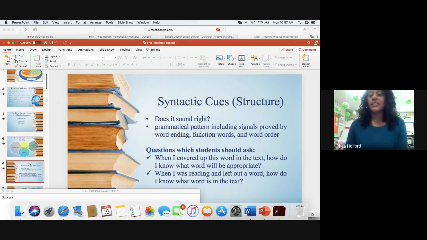Okay, syntactic cues is about structure. Does it sound right to the student? Grammatical pattern, including signals provided by word endings, function words, and word order. The questions which students should ask are: when I covered up this word in the text, how do I know what word will be appropriate? And when I was reading and left out a word, how do I know what the word is in the text? So these are questions that students can ask themselves.